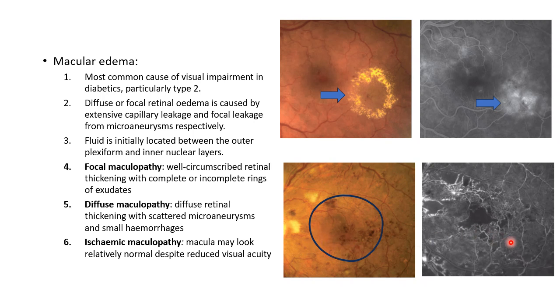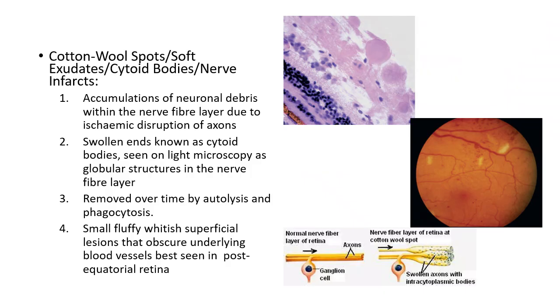But then when you do an FFA of the same thing, you see this dark area. This dark area is where no blood vessel reaches. And this is what is known as ischemic maculopathy. Okay, there is complete ischemia. Dark areas mean ischemia. So ischemia of the macula. All right, ischemic maculopathy.